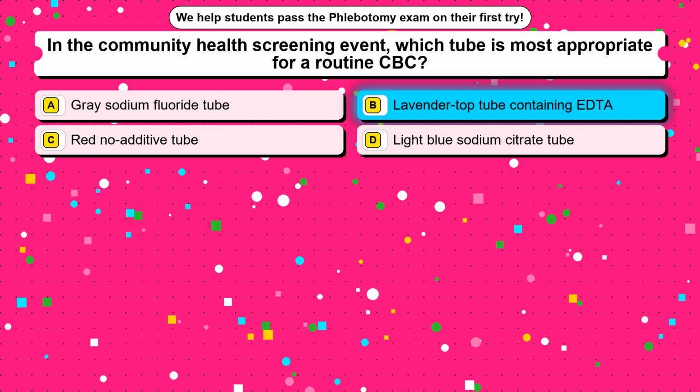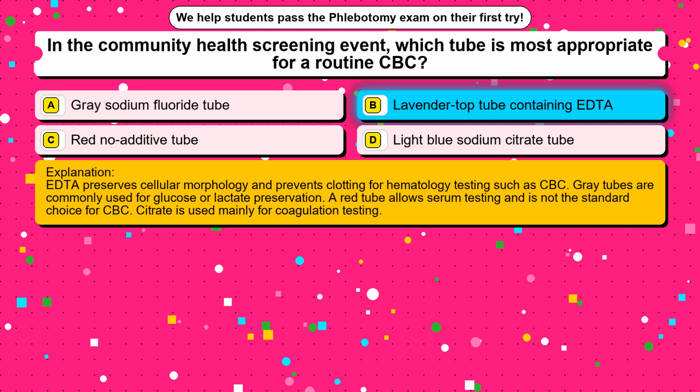Lavender top tube containing EDTA. EDTA preserves cellular morphology and prevents clotting for hematology testing such as CBC. Gray tubes are commonly used for glucose or lactate preservation. A red tube allows serum testing and is not the standard choice for CBC. Citrate is used mainly for coagulation testing.